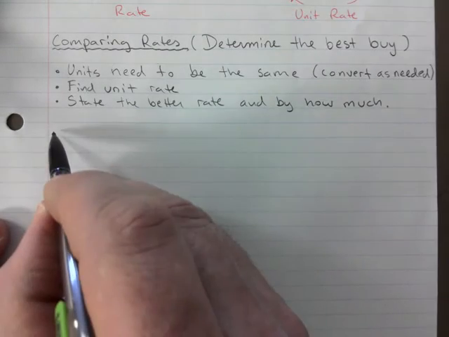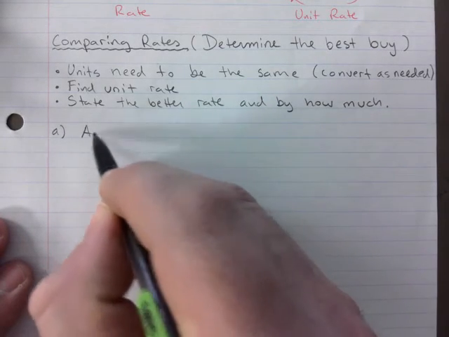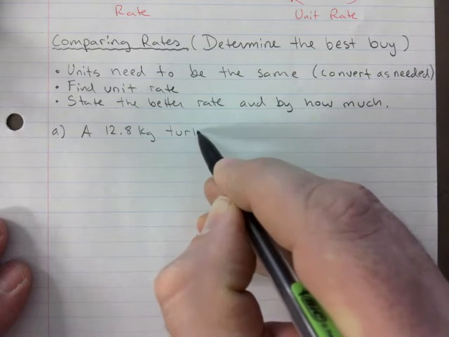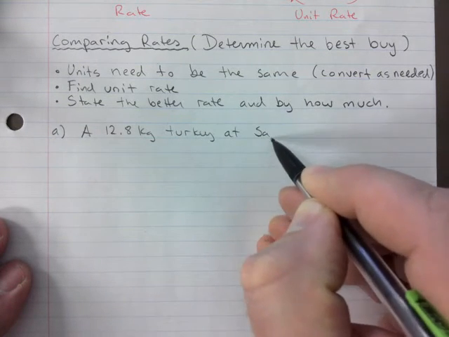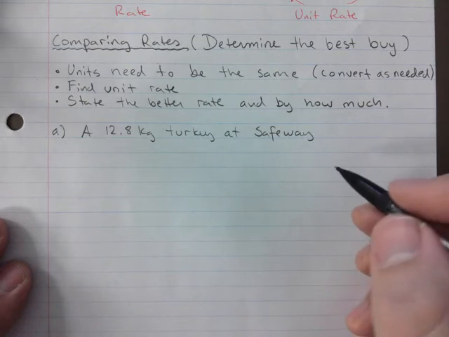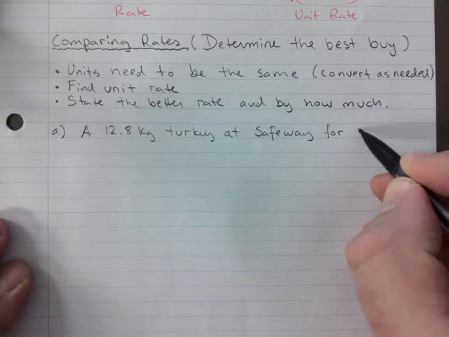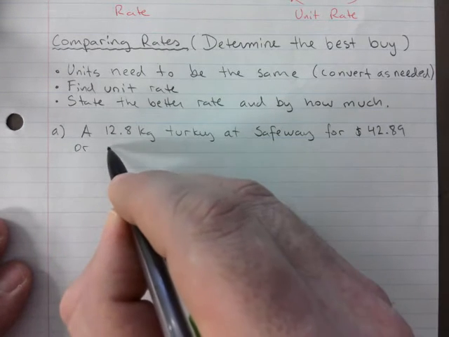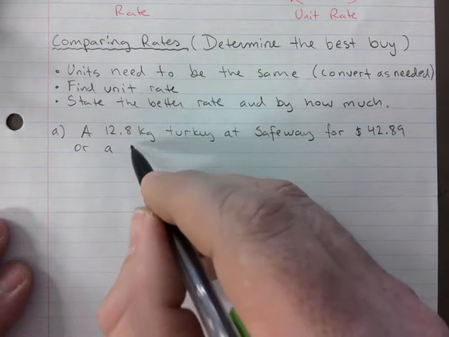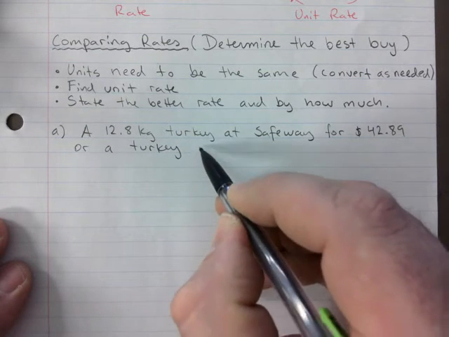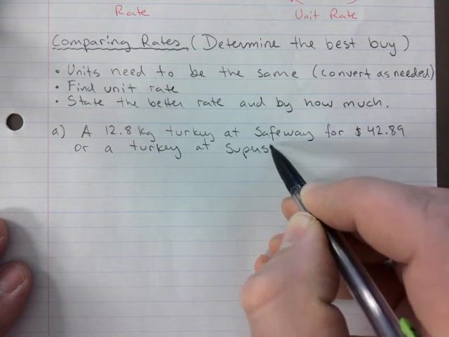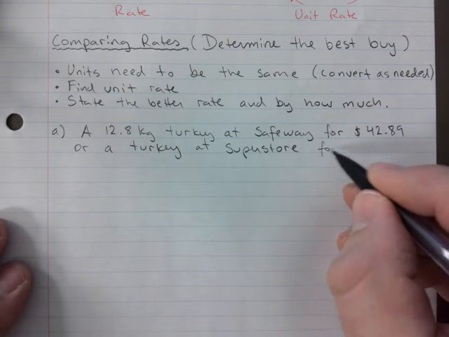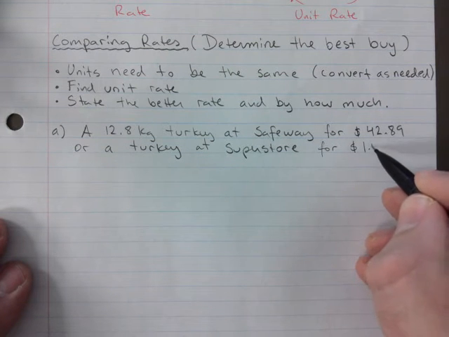Okay, let's do an example here. 12.8 kilogram turkey at Safeway for $42.89, or a turkey at Superstore for $1.49 a pound.